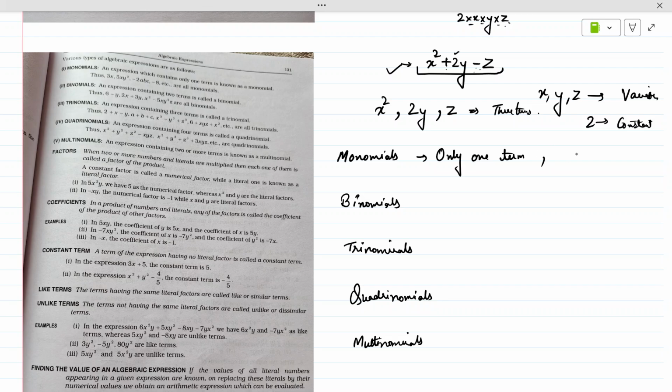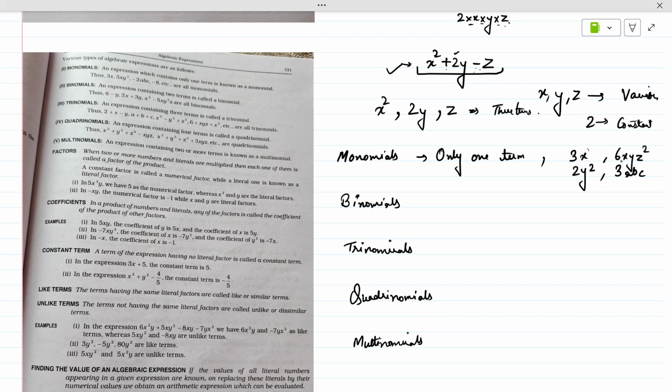Examples I'm taking here are 3x, 2y square, 6xyz square, and 3abc. If you see here, in all of these examples we have only one term. 3x is a complete algebraic expression, because it has a constant 3 and a variable x. But in this algebraic expression we have only one term because we do not have any addition or subtraction operator which divides the different terms. So we have only one term here.